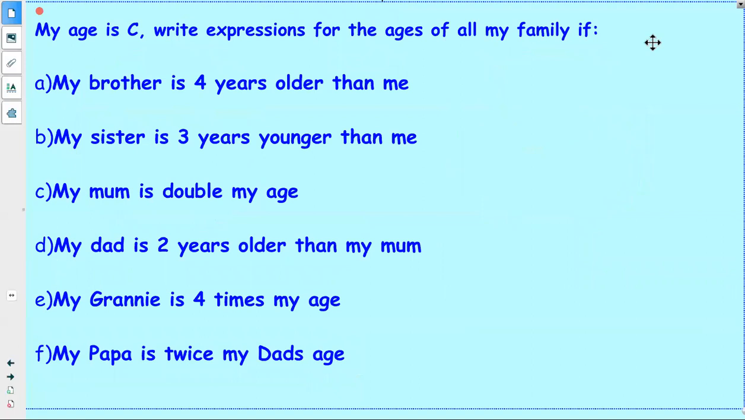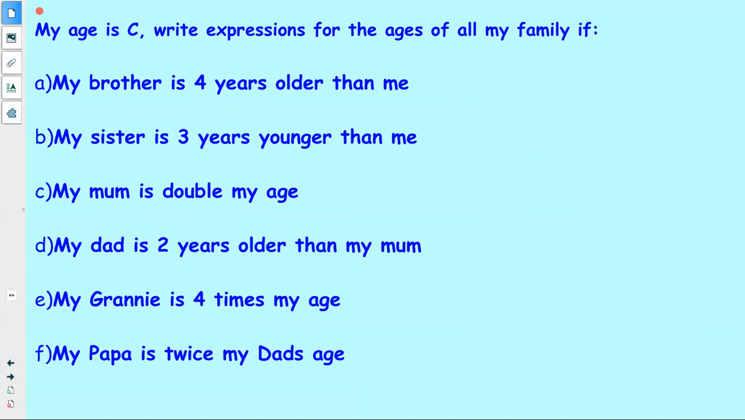let's do this one together. Okay, so my age is C. Write expressions for the ages of all my family if my brother is 3 years older than me. So similar to what we've been doing. So you're going to start with your age, which is C. So we don't know what your age is. So C. And my brother is 4 years older than me. So it's going to be C add 4.